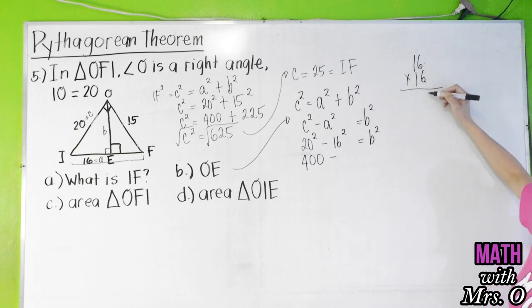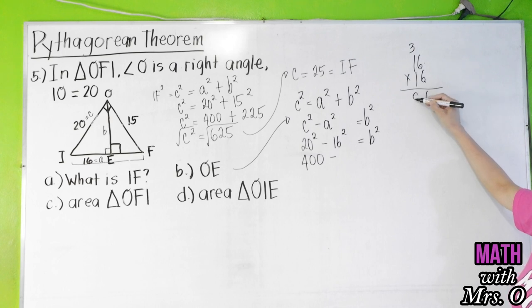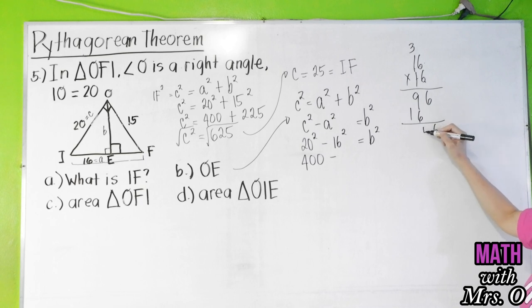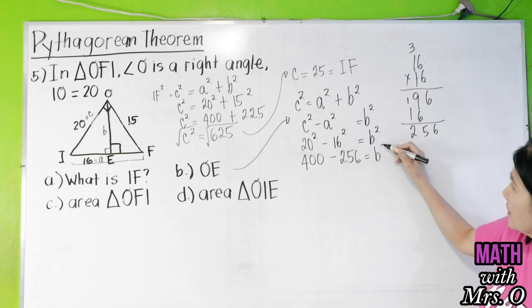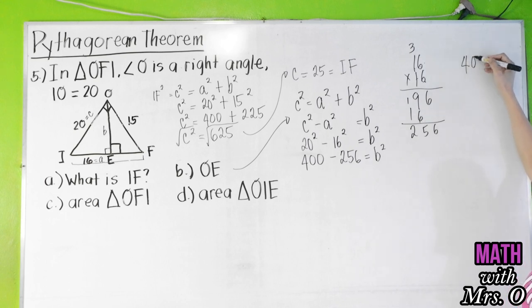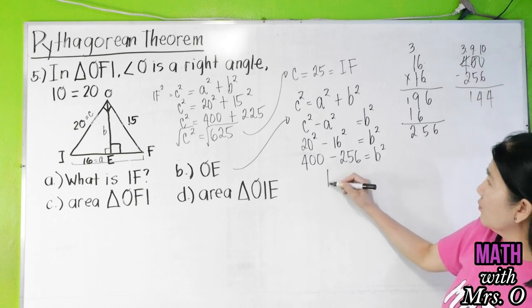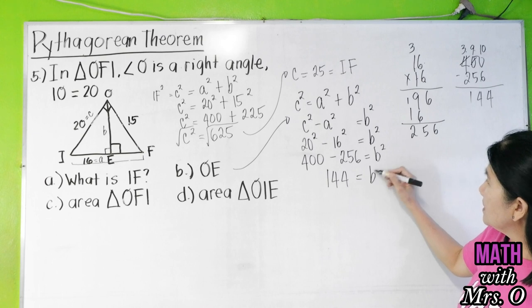So we have here 6 times 6, 36. Carry 3, this is 9. 6 times 1 is 6. 1 times 1 is 1. I'm doing it fast because I know you're already in high school. So 256 equals B squared. 400 minus 256. There. 0 minus 6 cannot be. Borrow 1, 10, 9, this is 3. 10 minus 6 is 4. 9 minus 5 is 4. 3 minus 2 is 1. We have here 144 is B squared.